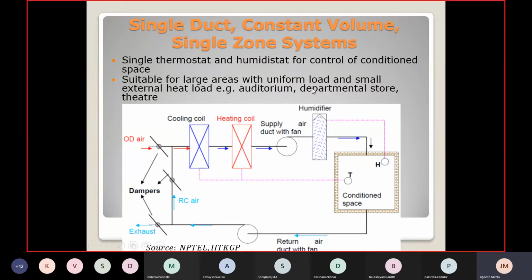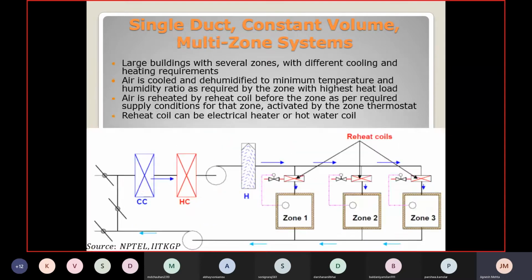For example, an auditorium, departmental store, or theater. So it's a large space, but comparatively the heat coming from outside is less, and the internal heat generation is high. For example, in an auditorium, so many people are occupying that space, so they all are heat generators. So in that case, the internal heat generation is high, but the heat coming from outside is not very high. So such a system may be suitable for that kind of application.